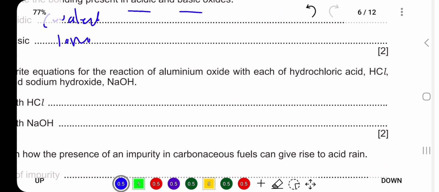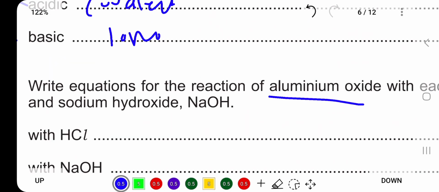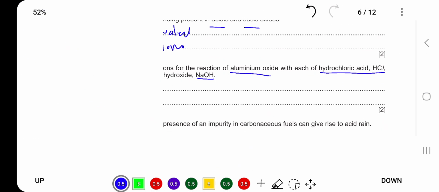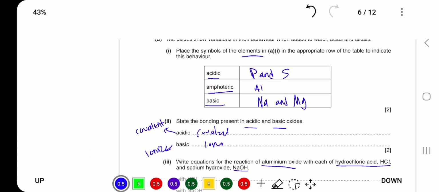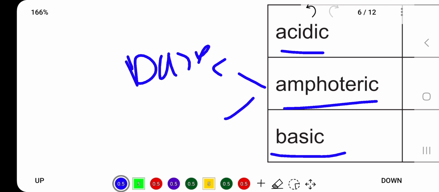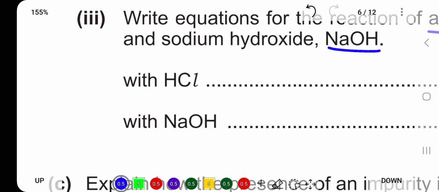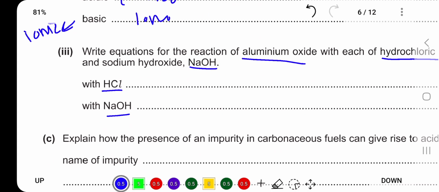Great. Write equation. Okay, I want you to remember. You want the equation for reaction of aluminium oxide with each hydrochloric acid and NaOH. And now you wonder about it. Basically, as I said, aluminium is amphoteric. Amphoteric means that it reacts with both base and acid. That's why in this question you want for both aluminium oxide with acid and base.